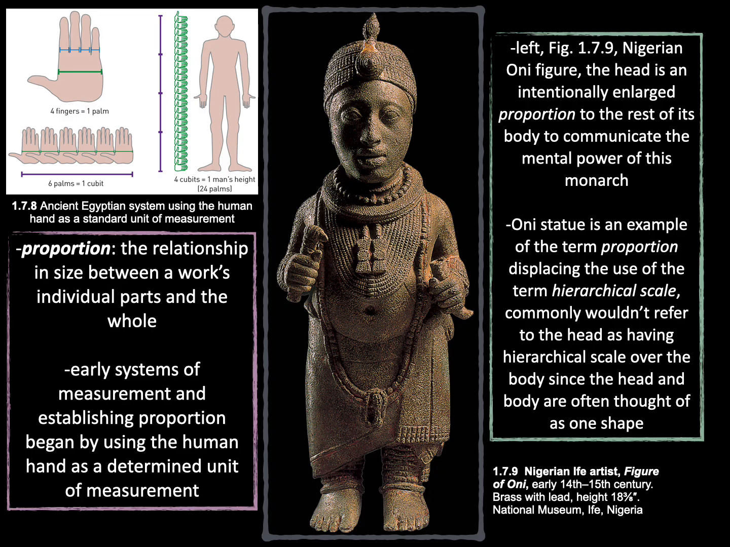Proportion has its own interesting facets. Our human connection to visual proportion really started by using our hands as units of measurement. This was done for commerce and for art. The Greeks were going for realistic proportions in their figurative sculptures, but other cultures were not. This Nigerian Oni figure has an intentionally larger head than its body. That the proportion of the head is larger than the body communicates the mental powers of the monarchy. Though generally we wouldn't say the head has hierarchical scale over the body, since the 3D form is all one subject.